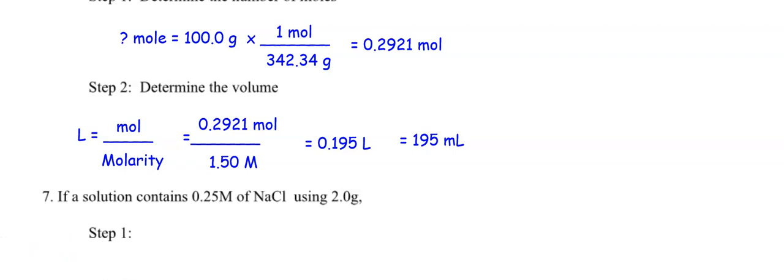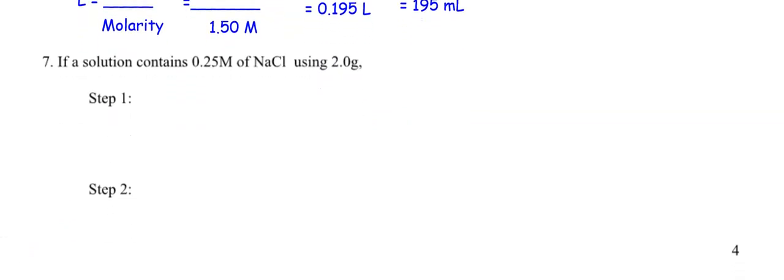Last problem. Here we go. Remember, you are checking your work, right? So you should be making sure you're right, not copying all the stuff down, right? So a solution contains 0.25 molar of sodium chloride using 2.0 grams. Periodic table. What do I need to do?